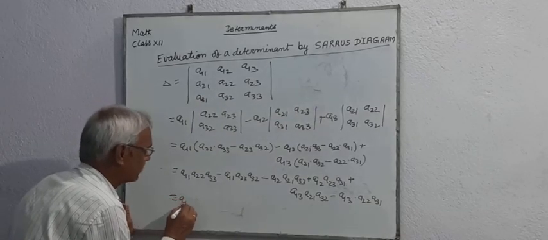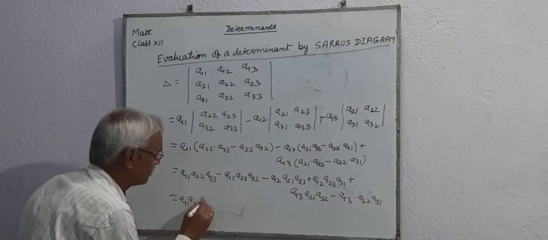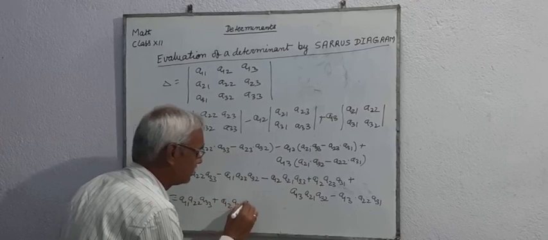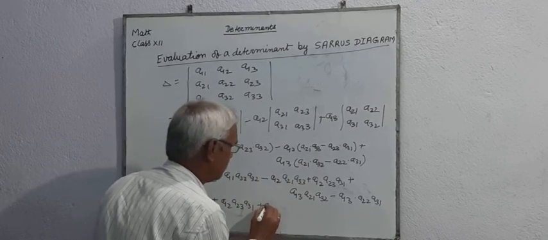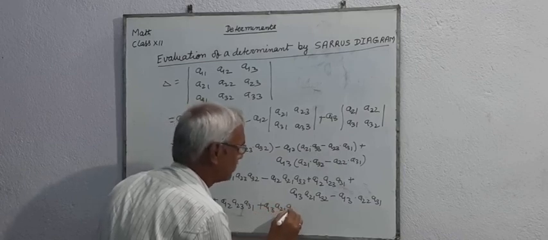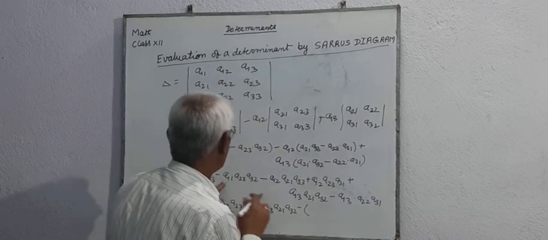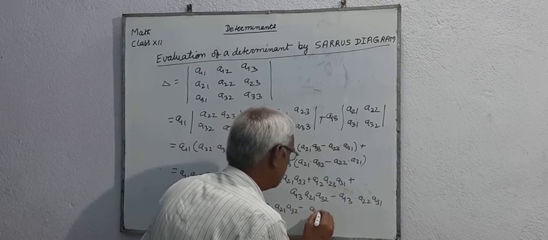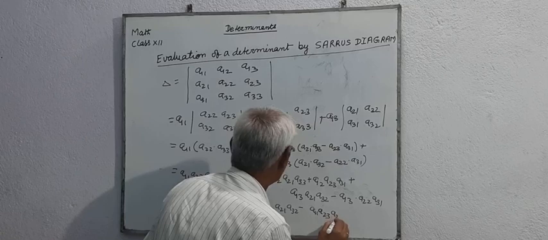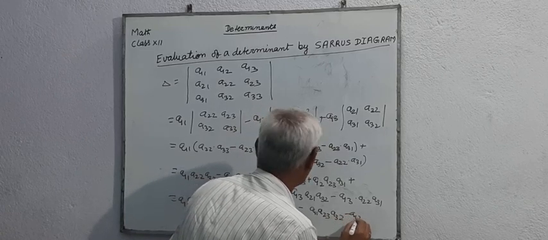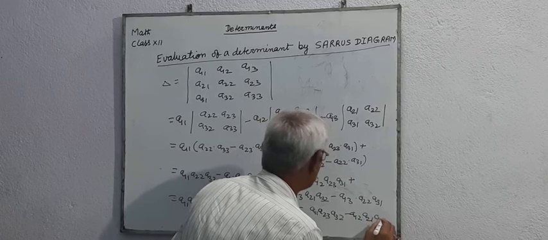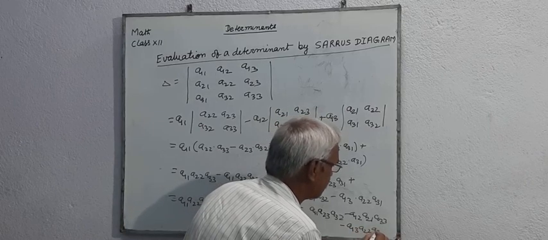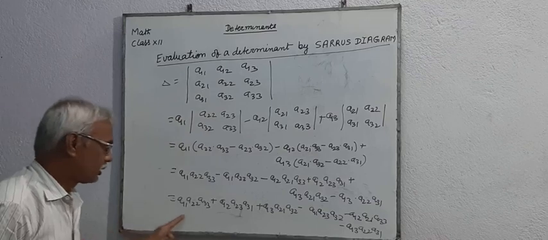So the result equals A11 A22 A33 plus A12 A23 A31 plus A13 A21 A32 minus A11 A23 A32 minus A12 A21 A33 minus A13 A22 A31. On solving the determinant, we get this result.